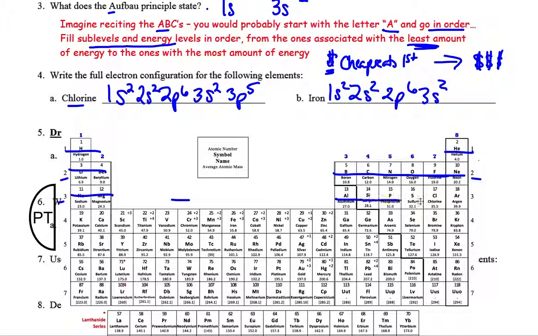Now we get to here. We're in the third row. This is the P section, and there's all 6. 3p6. We're not at iron yet. Iron's over here. We got to keep going. We're almost there, though. Fourth row, right at the beginning. What comes first? The S section. So 4s2, right there.